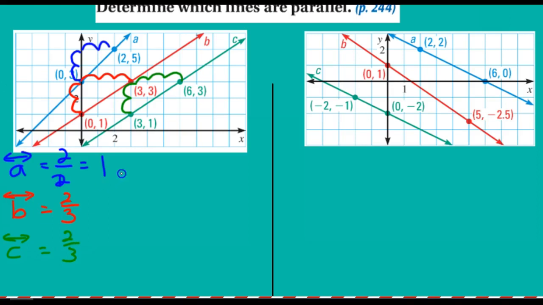We determine if these lines are parallel if they have the same slope. Parallel, remember, means the same slope. So I see that B and C both have the slope of 2 over 3. So line B is parallel with line C.